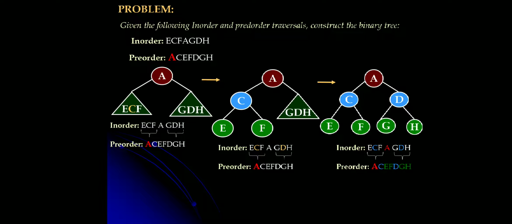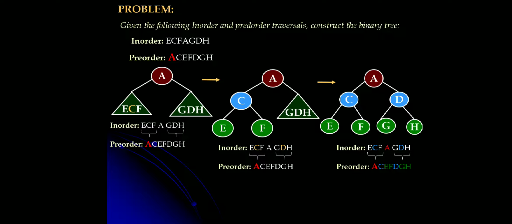So what is the final binary tree constructed? A is the root of the tree, C is the left child, D is the right child, and C is the root for the left subtree with E as left child and F as right child, and D is the root for the right subtree with G as left child and H as right child. Once the binary tree is constructed, if you want to verify whether the tree constructed is correct or not, you can do the in-order and pre-order traversals again and check whether you are getting the same traversal order as given in the question.